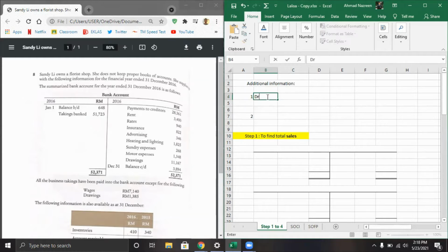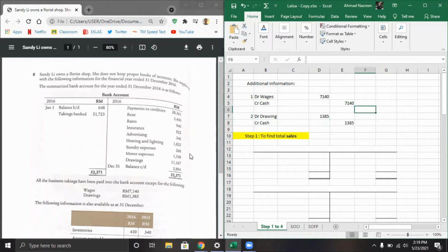So debit is wages and credit is cash, so the value is 140, 140. Okay, so the second one is drawing. So debit drawing and credit cash, the value is 1385 and 1385.